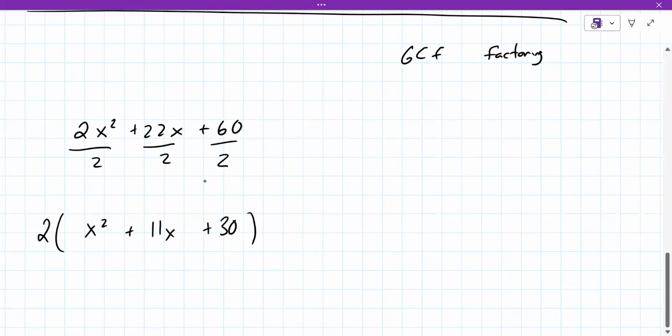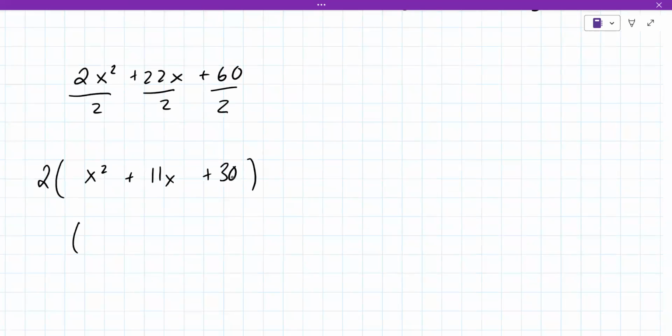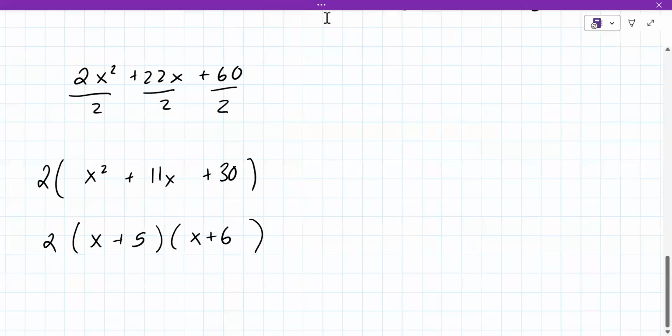Then I'd do, let's see, 5 and 6. I would do x plus 5, x plus 6, and then I put a 2 on the outside. Exactly. Okay. So really not that difficult, but a little bit different than what we've been doing.